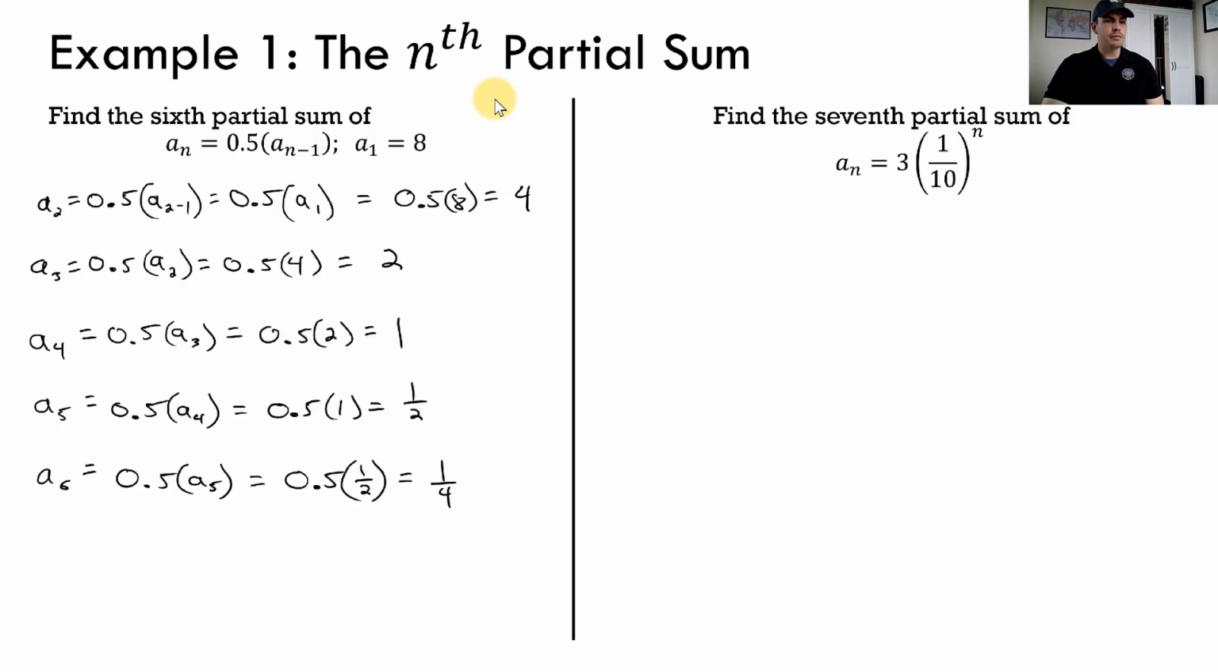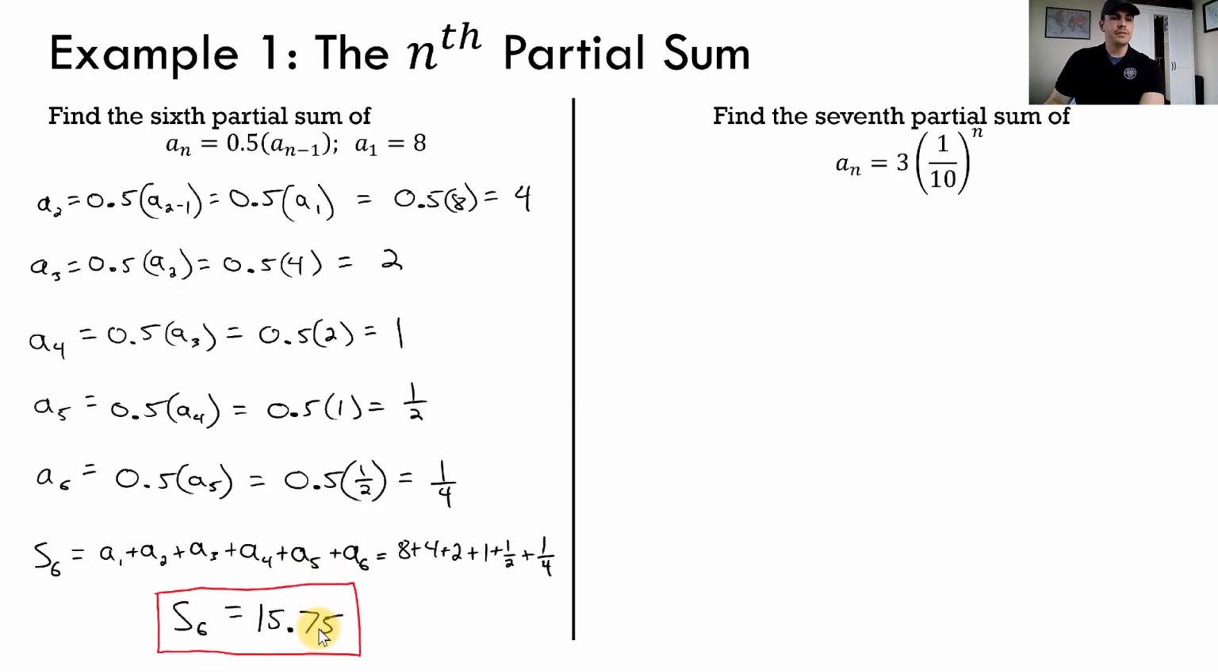And then we have values for 5 and 6 as well. So s sub 6 is going to be a sub 1 plus a sub 2 plus a sub 3 plus a sub 4 plus a sub 5 plus a sub 6. So we just add all these terms up that we just found, and we get an s sub 6 value of 15.75. Now you guys pause the video and see if you can find the seventh partial sum of this sequence right here.